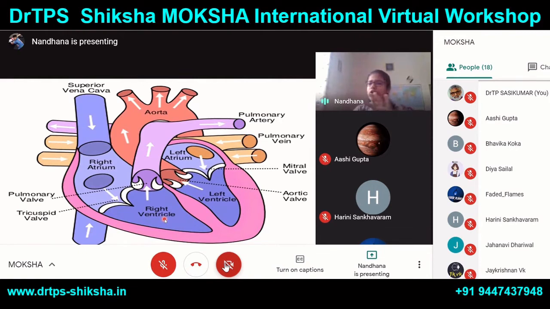It carries deoxygenated blood from the heart to the lungs. In the lungs, it undergoes further oxygenation of the blood. The blood becomes oxygenated, and then from the lungs, it comes to the left atrium through the pulmonary vein. The pulmonary vein is a vein which carries oxygenated blood from the lungs to the left atrium of the heart. Now from the left atrium, the blood is oxygenated. It further travels to the left ventricle, and before coming to the left ventricle, there's something called the mitral valve, or it's also known as a bicuspid valve.